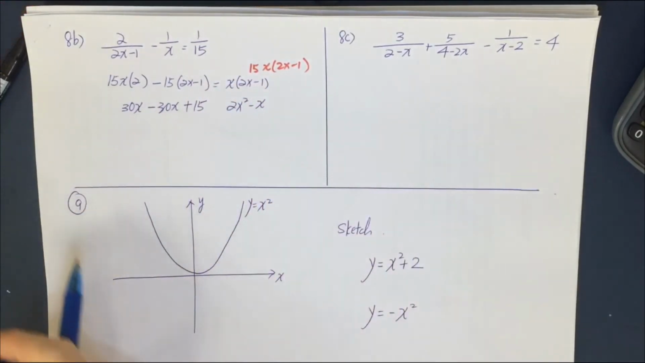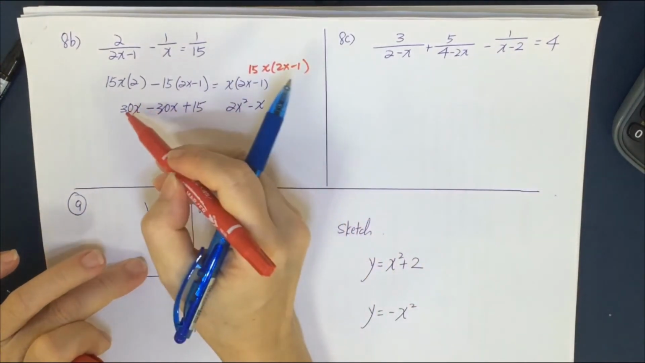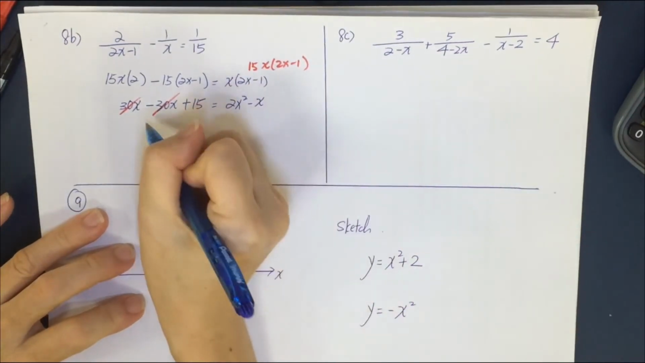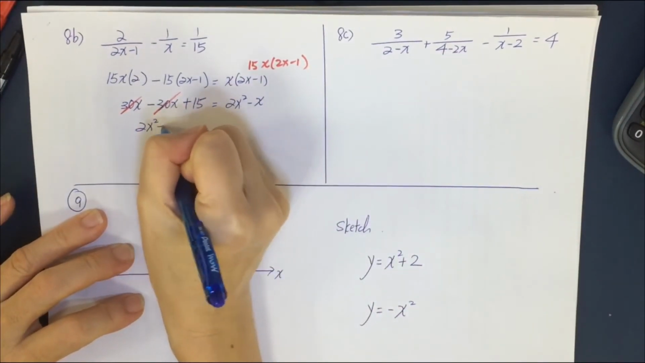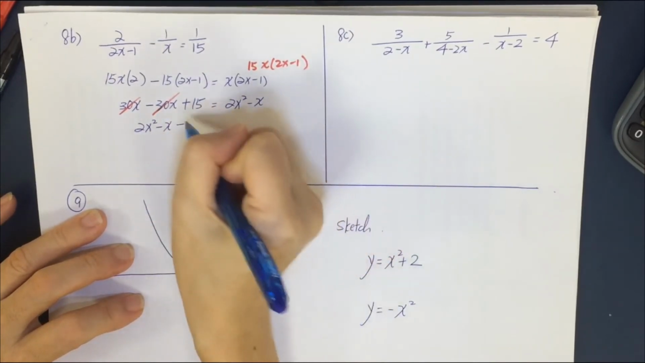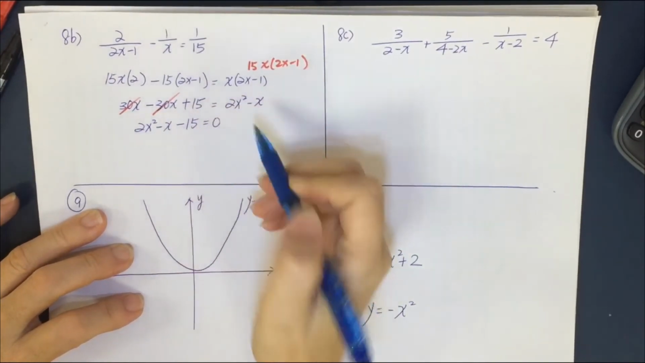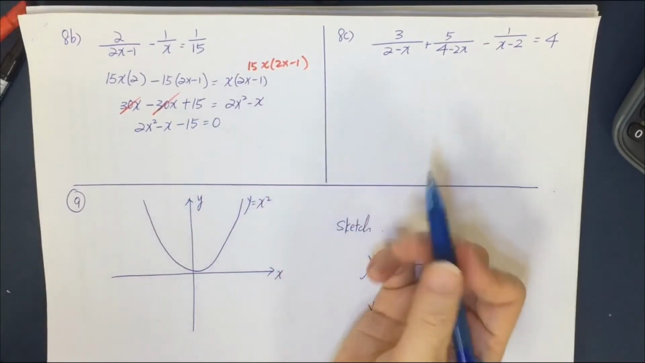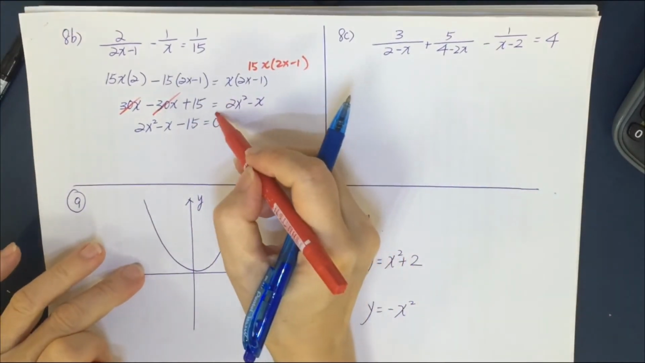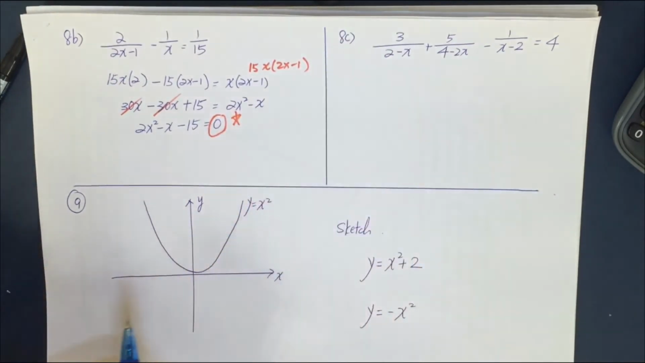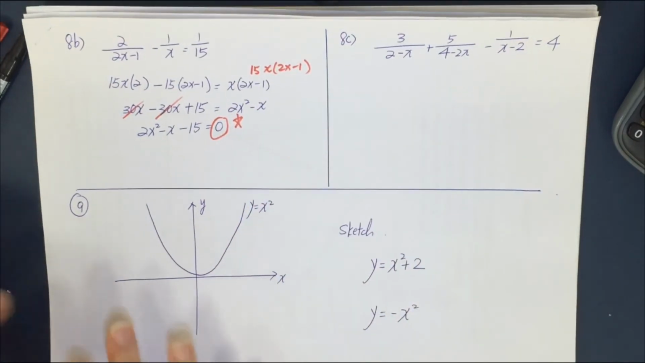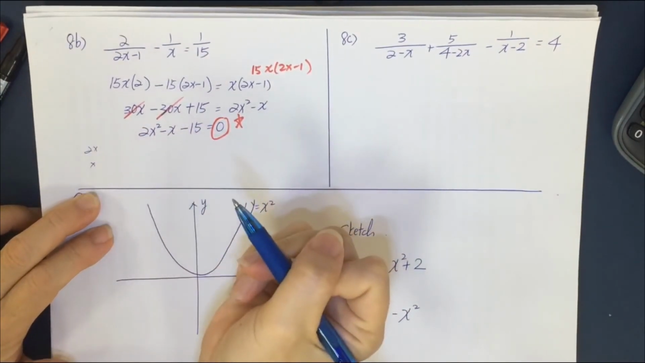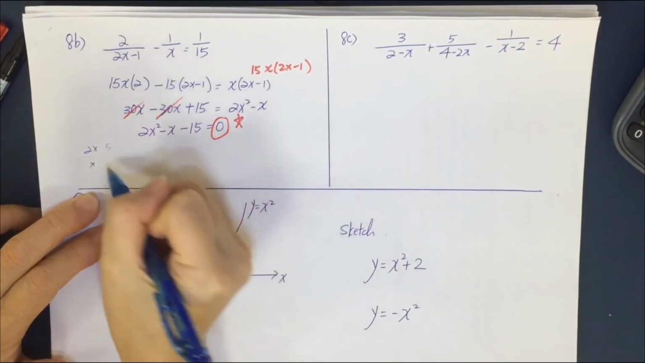Oh, very good. One is 30x, the other is minus 30x, so they cancel. Okay, and so I'm having 2x squared minus x minus 15. Why? I subtract both sides by 15, so the 15 is gone to the other side. Remember, we always must put one side to be 0, so that we can use the null factor law. Okay, factorize this. I have 2x and x. I'm going to get a 5 and a 3.